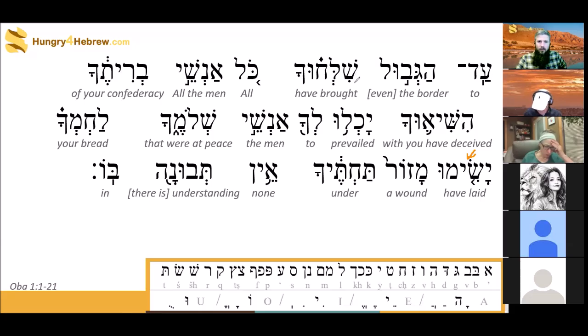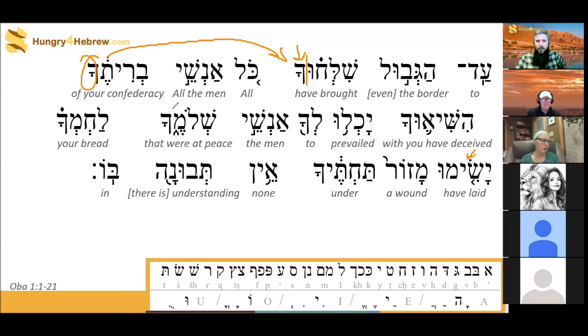Ad hagvul shilchucha. All right. So here's our verb. Shilchu, that is what binyan? Piel, because of the chirik and the dagesh. So they drove out or sent away, cast you out. Ad hagvul, all the way to the border, they have cast you out. Whom? Kol, or who did it? It's either who did it or whom did they cast out, right? And because of the cha right here, I think it's a restatement of the you. Kol anshe britecha, all of the men of your covenant, right?